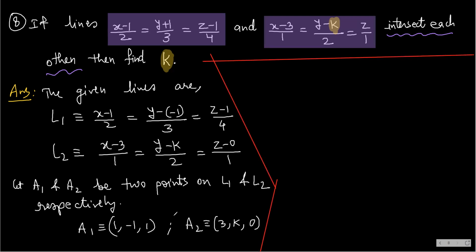So A1 bar, which is the position vector of point A, is i cap minus j cap plus k cap, and A2 bar we get as 3i cap plus k j cap plus 0 k cap. Okay, this k is unknown for us, remember it.